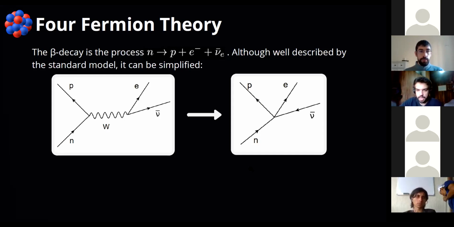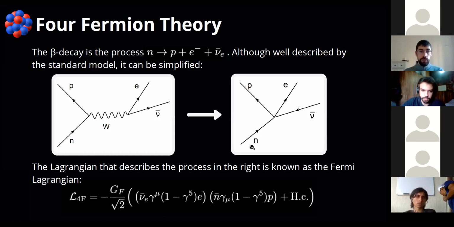But of course, this can be simplified by essentially integrating out this W boson, and then you're left with an effective theory here. This effective theory was actually described before the discovery of the weak force, and before the standard model. It was proposed by Fermi. Essentially, Fermi proposed a Lagrangian that would be able to describe this process.